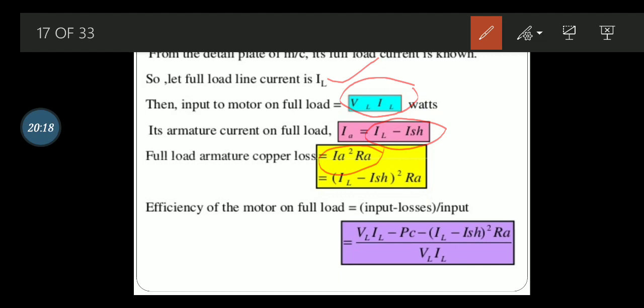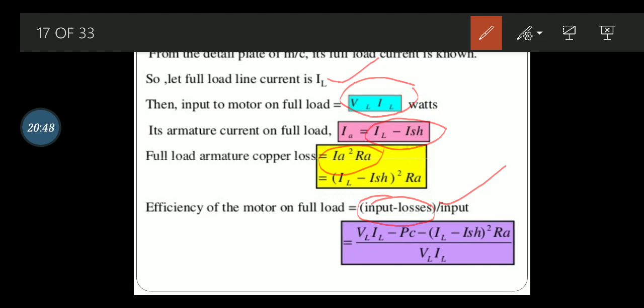Then finally the efficiency of the motor on full load can be calculated by using the formula: input minus losses, divided by the input. Input minus losses is nothing but the output. So this divided by input, you know the efficiency formula, that is output divided by input. So output can be represented as input minus losses. Now here both the losses are considered.